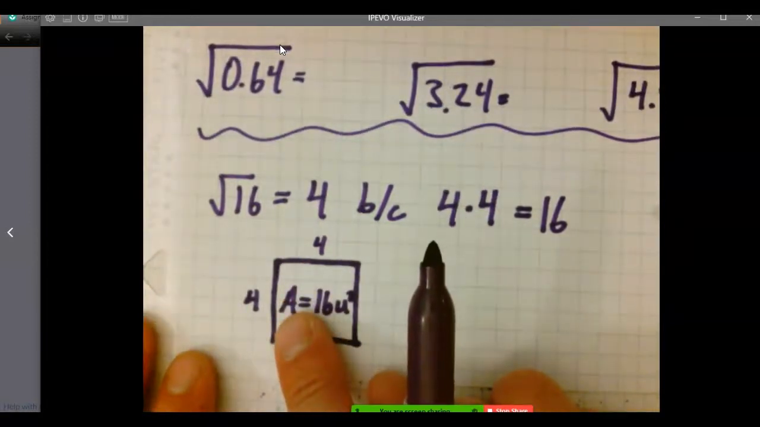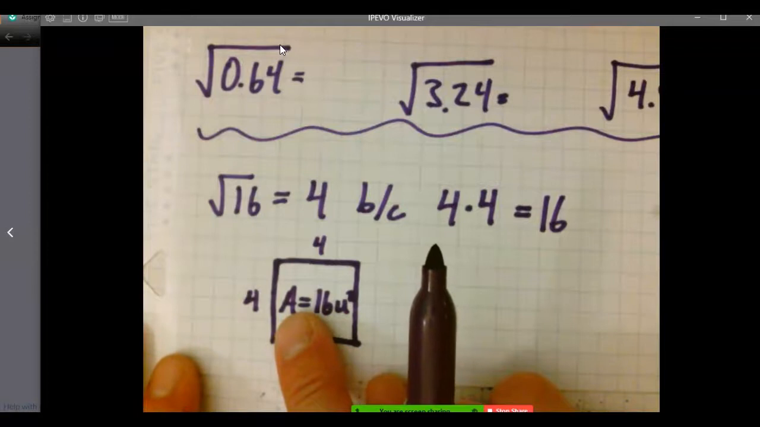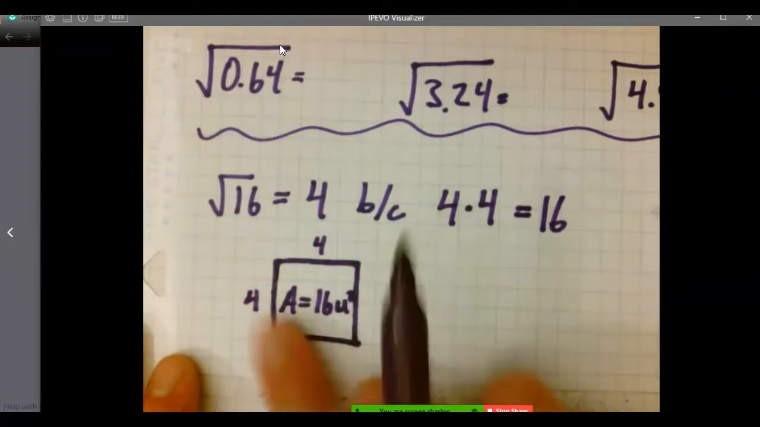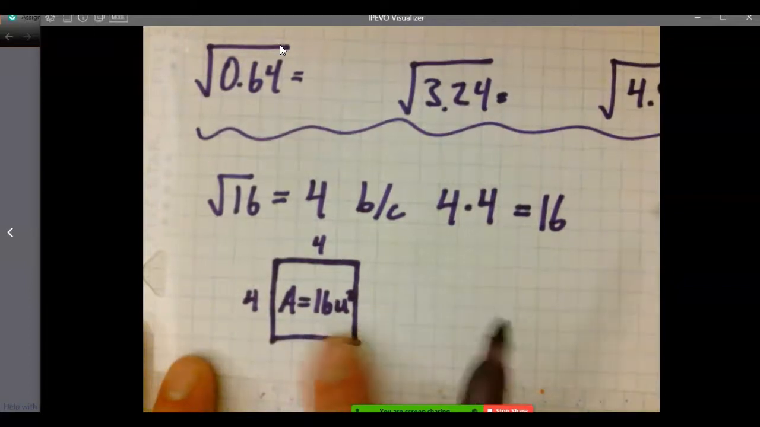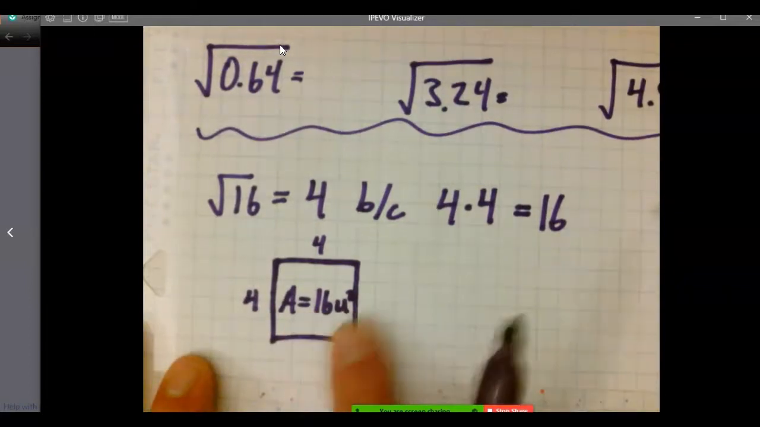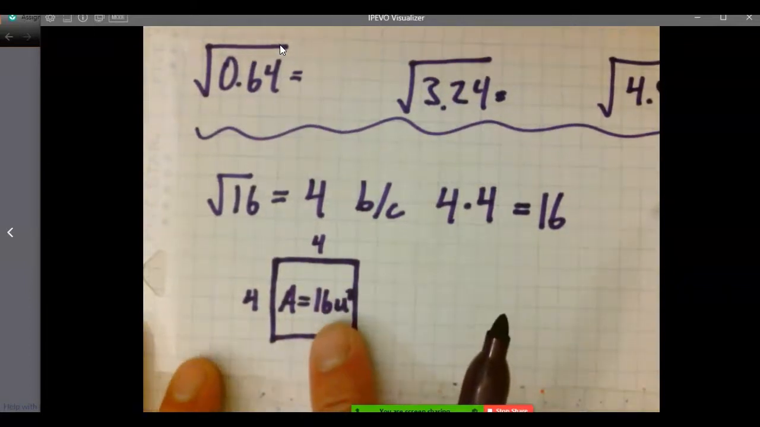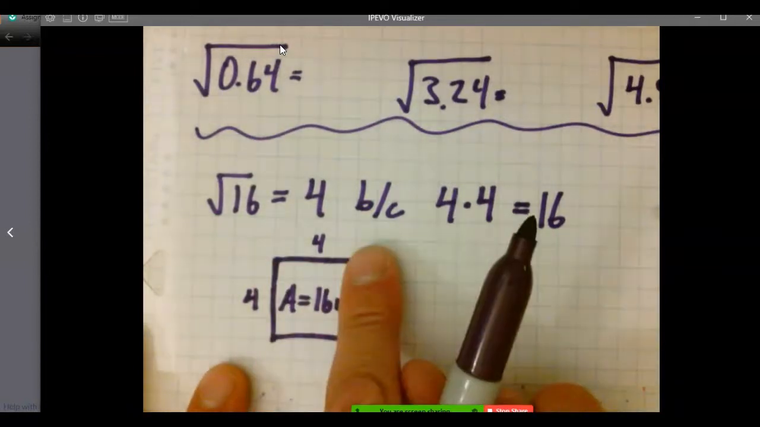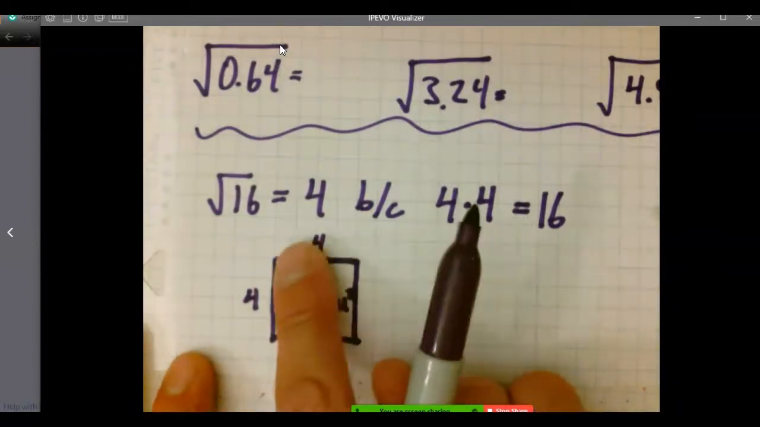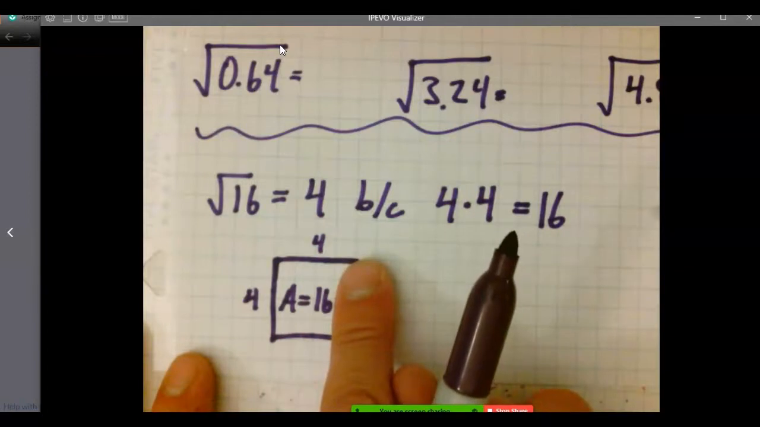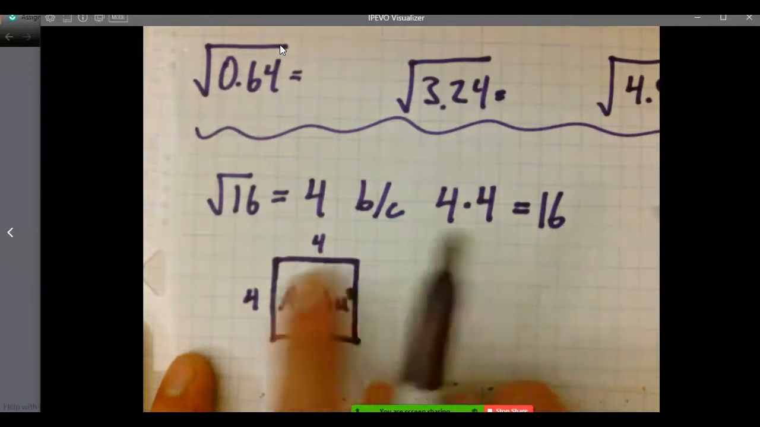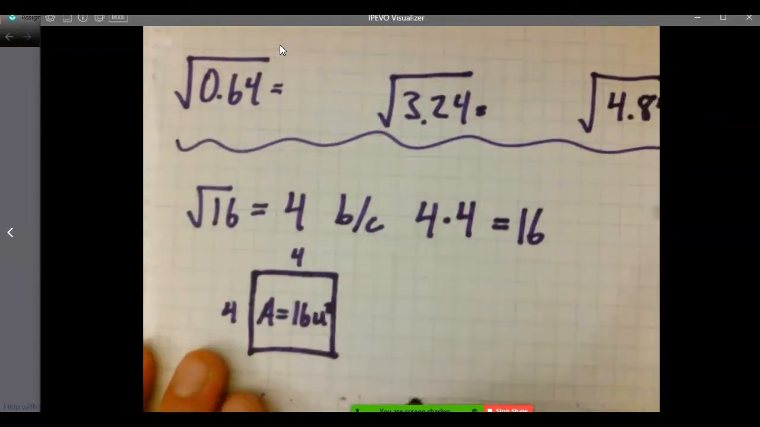And if it's a weird number, we'll talk about weird numbers here in a minute, at least hopefully if we have time. Weird numbers don't work as nicely. If this was the square root of 20, or if the area of the square was 20, 4 wouldn't work because it's too small. 5 wouldn't work because it would be too big. So certain numbers don't have nice square roots.